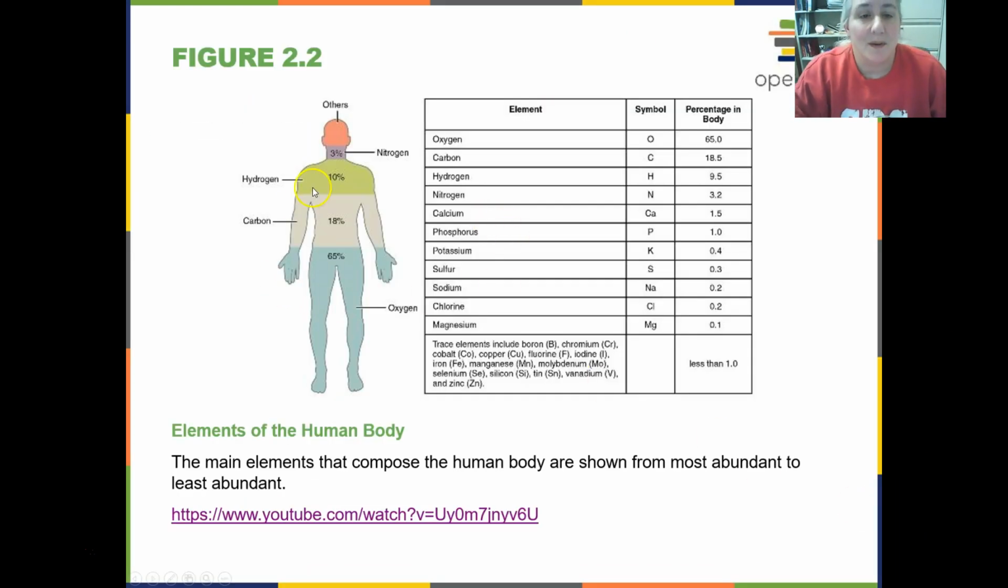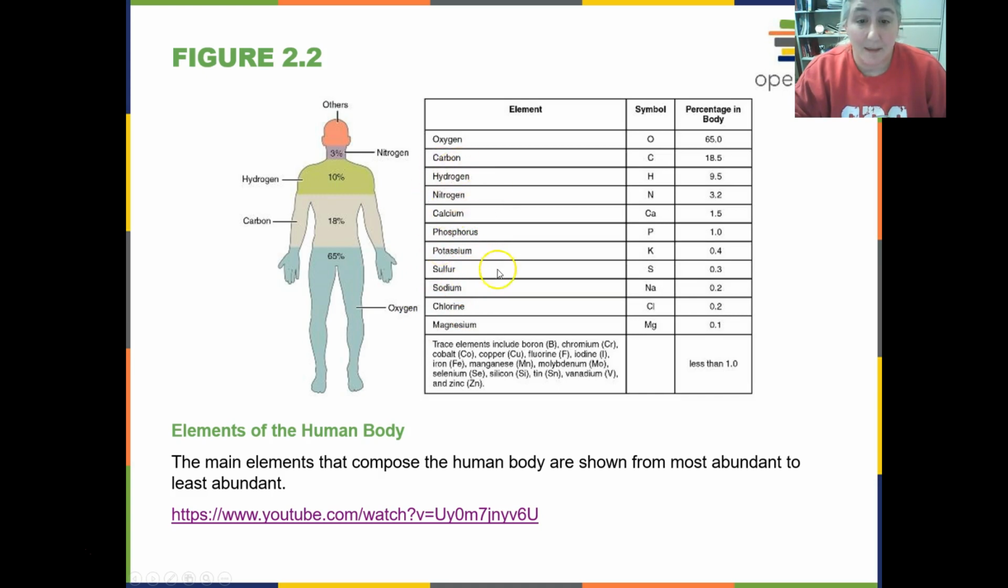So what are the most common elements that make us up? If you look over here, this gives you the list of the most common elements that make us up, from most common to least common. I usually use CHNOPS: carbon, hydrogen, nitrogen, oxygen, potassium, phosphorus, and sulfur.